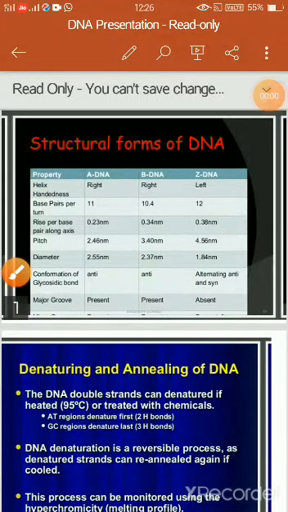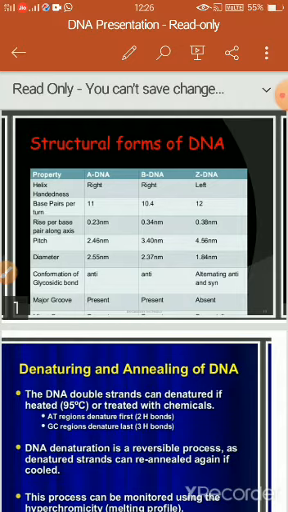Myself Komal Duhan, and now we are discussing the next structure of DNA. Basically three types of DNA exist: A-DNA, B-DNA, and Z-DNA. We are discussing their differences on the basis of their different properties, and they assign the DNA on different bases: A, B, and Z.